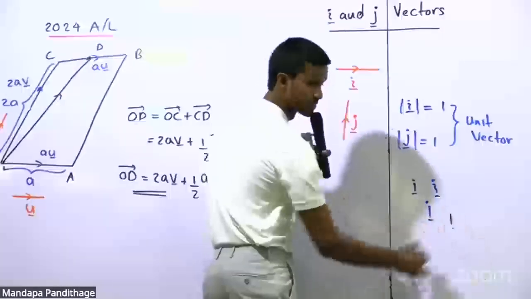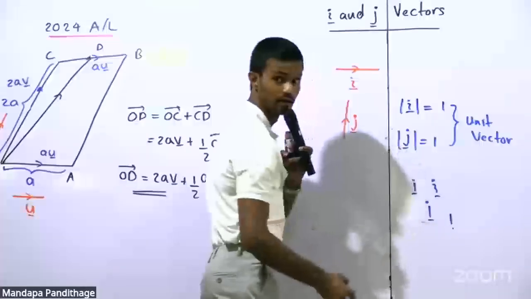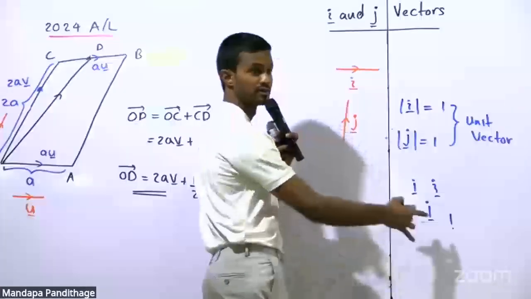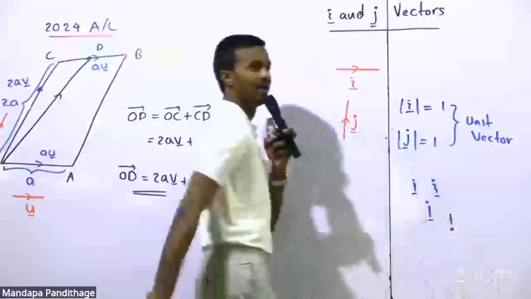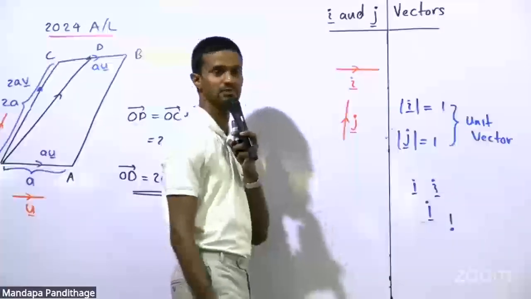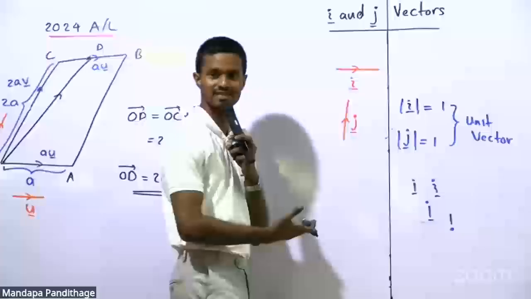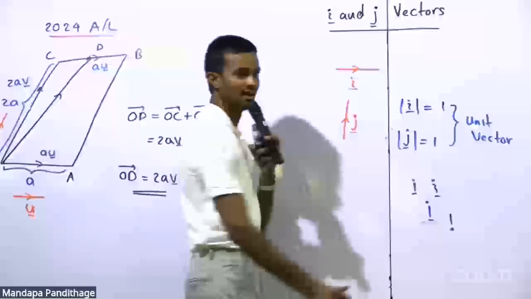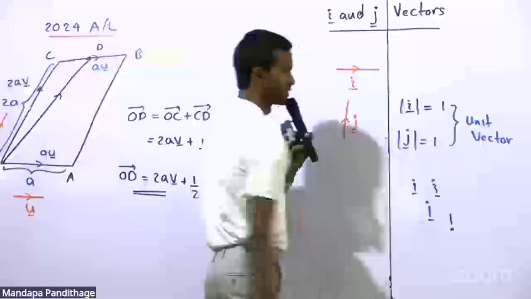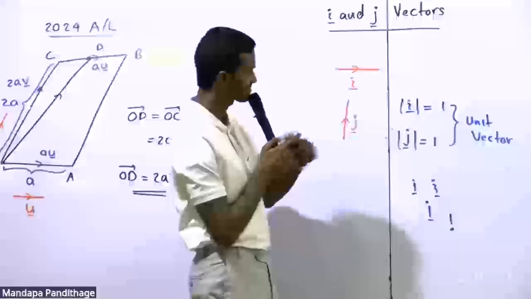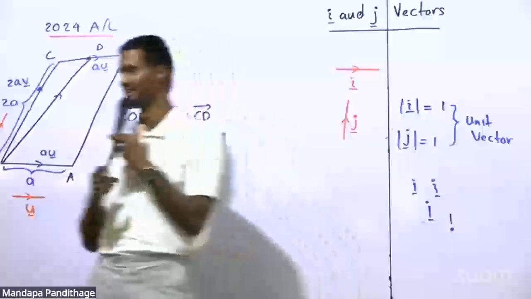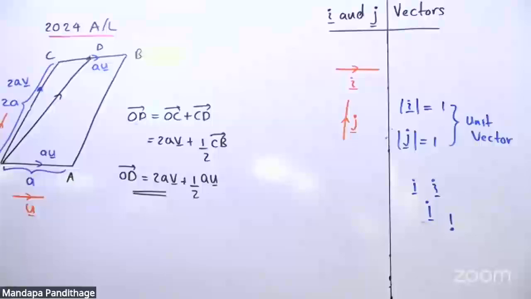Okay, what is this? Exclamation mark. We are not doing English, we are doing maths. What is this? The factorial, not the exclamation mark. Oh my God. Okay, I and j unit vectors. Write in this way.